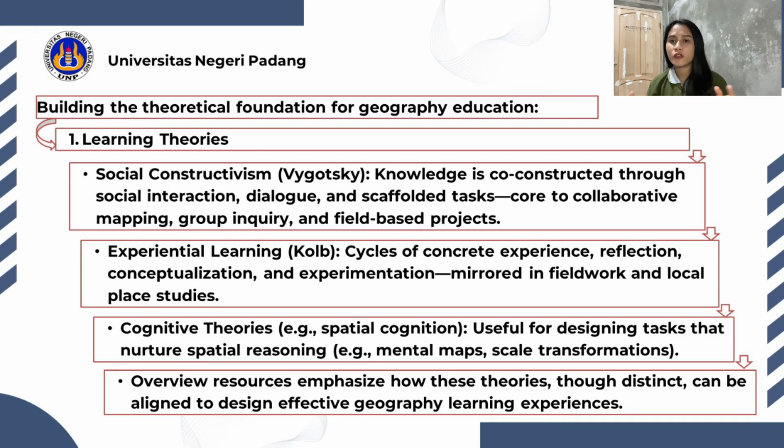Building the theoretical foundation for geography education. 1. Learning theories. A. Social constructivism, Vygotsky. Knowledge is co-constructed through social interaction, dialogue, and scaffolded tasks, such as collaborative mapping, group inquiry, and field-based projects. B. Experiential learning, Kolb. Cycles of concrete experience, reflection, conceptualization, and experimentation, mirrored in fieldwork and local place studies. C. Cognitive theories, for example spatial cognition, useful for designing tasks that nurture spatial reasoning, for example mental maps or scale transformation. D. Overview resources emphasize how these theories can be aligned to design effective geography learning experiences.